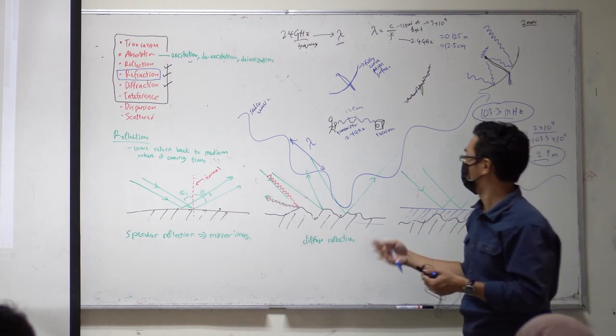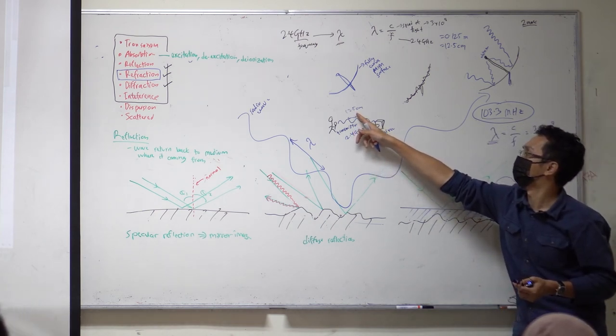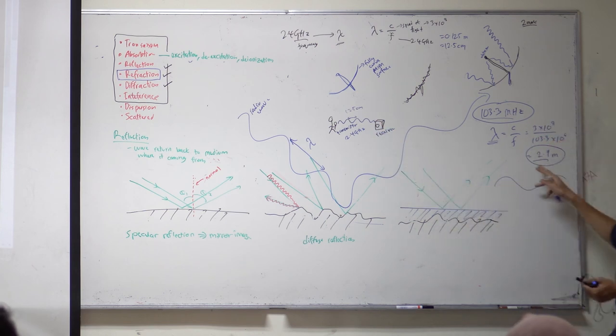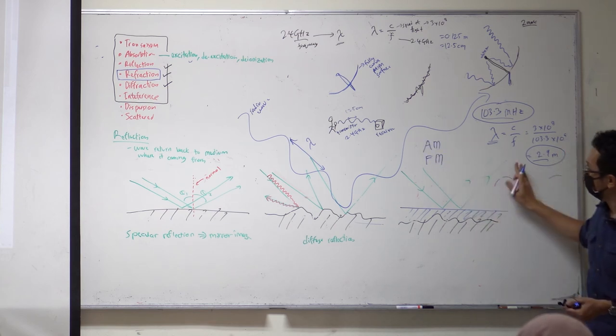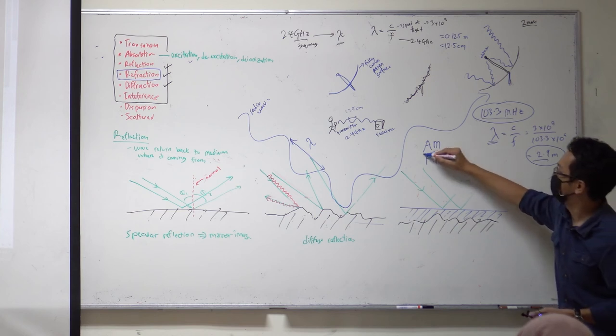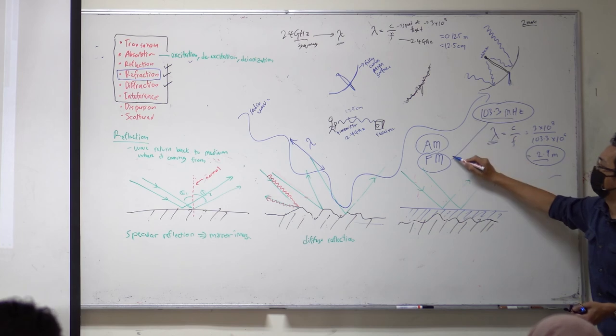But when you go very far, let's say 12.5 cm compared to maybe 100 meters, then you can see the difference. That is also the difference between AM and FM. So you have the AM radio and the FM radio.